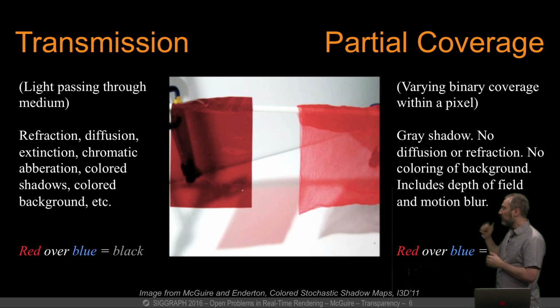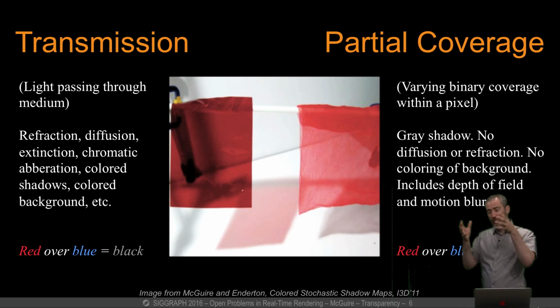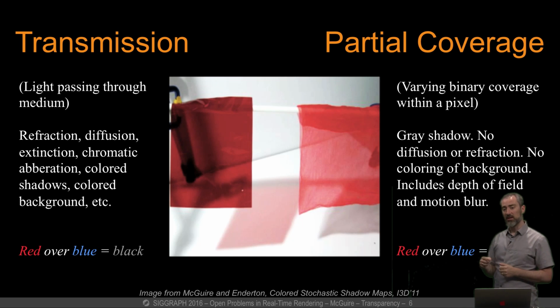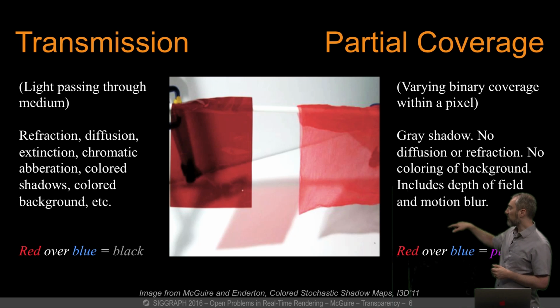On the right, we have partial coverage. Partial coverage is where the actual primitive has varying coverage within a pixel. It's either there or it's not, but in some pixels, they cover a large swath of the material, and it might be that the individual threads are passing light through in some cases. Note that the shadow is gray. There's no diffusion, no refraction, and the background is not colored.